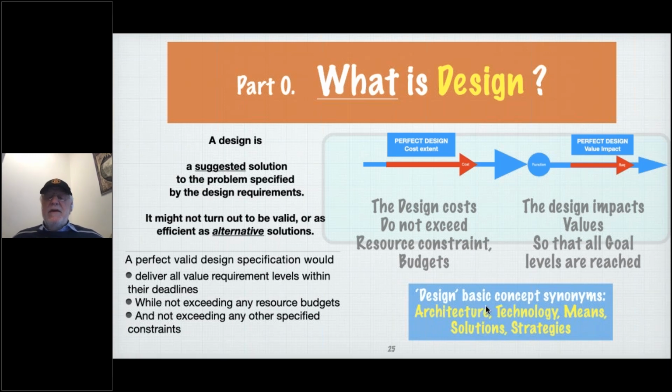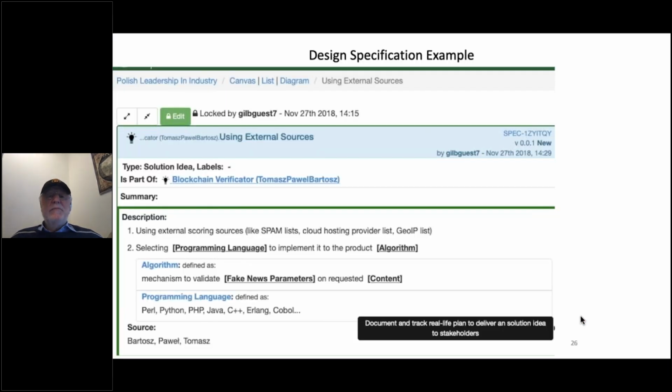Here are some synonyms for the word design. That is the architecture, technology, the means, solutions. Management might talk about strategies, even tactics, things like that. But they're just stuff you do in order to get to the ends, to fulfill requirements. So that's my definition of design.